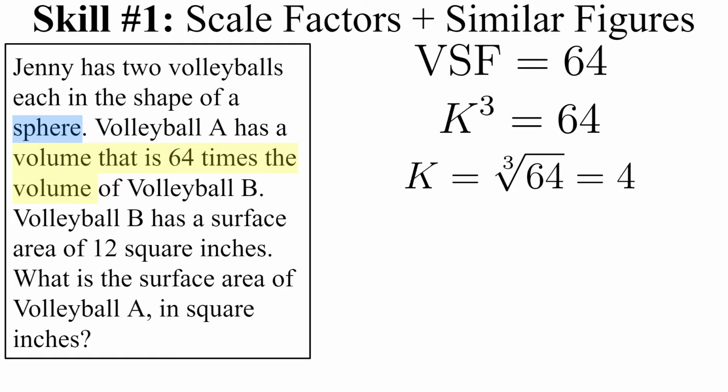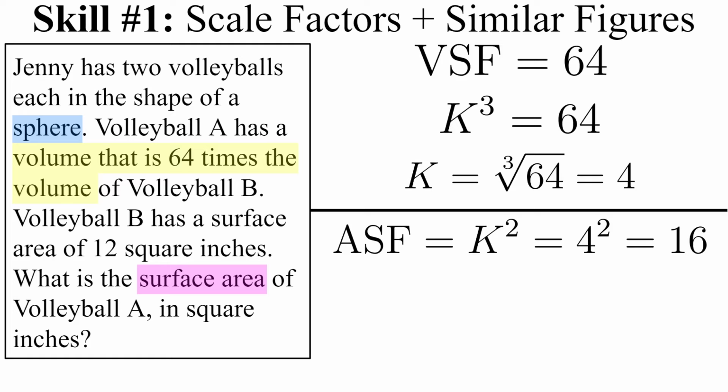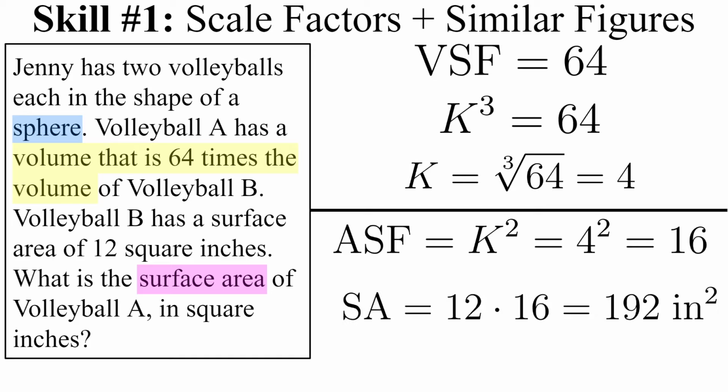Now the question is talking about surface area. So we now need to do another step of work and find the area scale factor. So the area scale factor is going to be equal to k squared, which in this case would be 4 squared, which is 16. Now I read the question and it seems like volleyball B is the smaller one. So I'm like, do I do 12 times 16 or do I do 12 divided by 16? And we want the bigger one. So I believe we're going to do 12 times 16. And we get 192 square inches, which would be our answer.